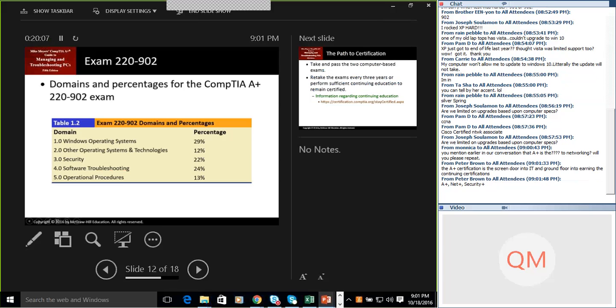When it comes to the 902, you see Windows operating systems is 29% of the test. Other operating systems is only 12%. Security is 22%, software troubleshooting is 24%, and operational procedures is 13%. So you get a gist: the chunk of 901 is hardware, and the chunk of 902 is understanding Windows. And another large chunk of both tests is troubleshooting.